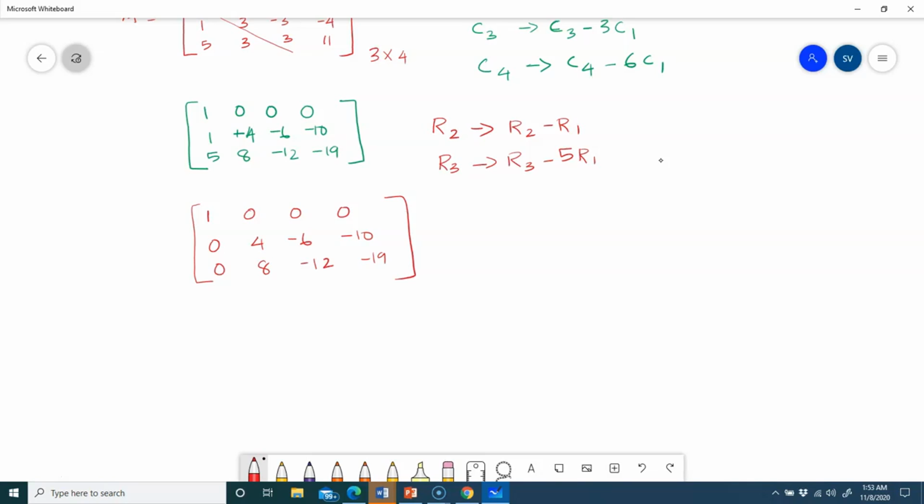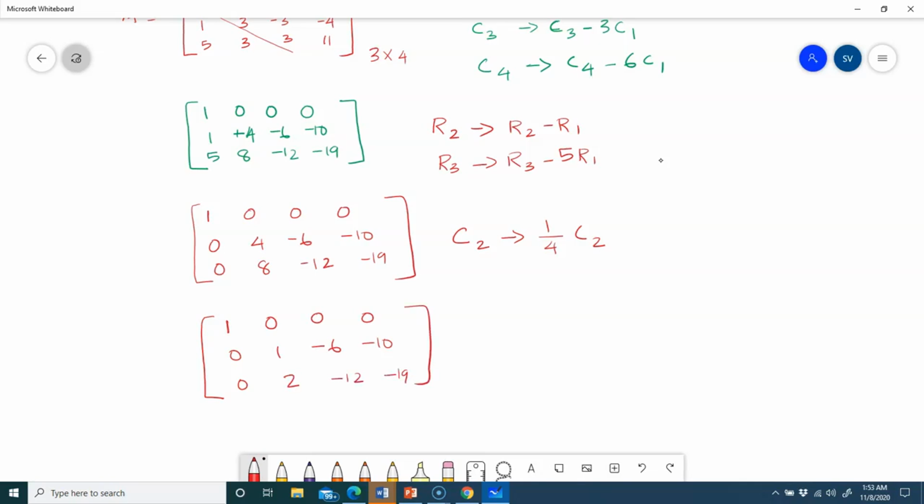In this matrix I'm going to apply another column operation. I'm going to change column 2 as 1/4 of column 2. Column 2 itself I am changing. So my next matrix is 1 1 1 0 0 0 and 0 1. See, the main diagonals become ones, and negative 6 negative 10 and 0 2 negative 12 and negative 19.